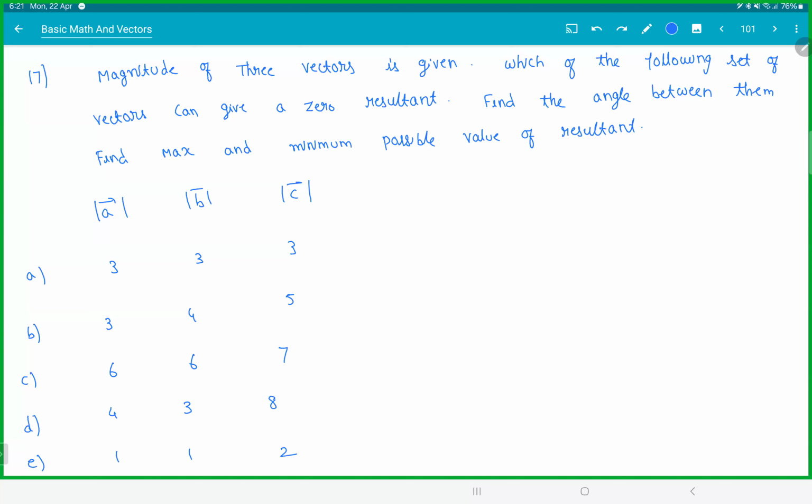Getting angles is a little difficult. 6, 6, 7. Yeah, it is a little trigonometry. First of all, can 6, 6, 7 form an equilateral triangle? Sorry, can it form a triangle?